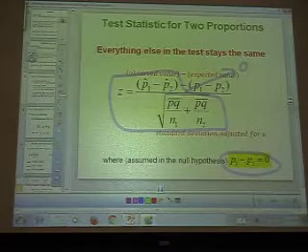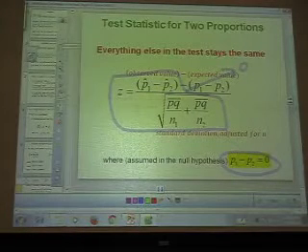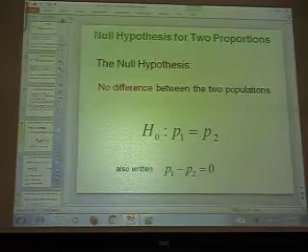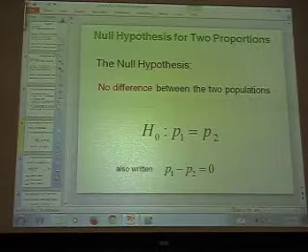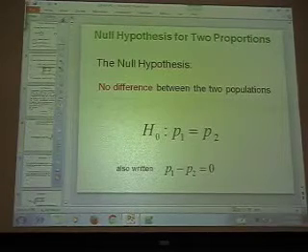So you can use either one. They're exactly the same. So don't forget the null hypothesis is that there's no difference between them. Oh wait, why am I repeating myself?